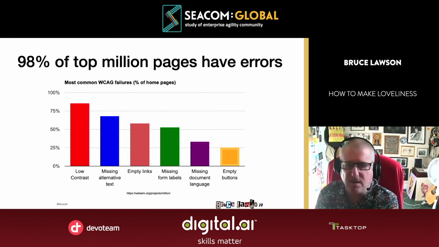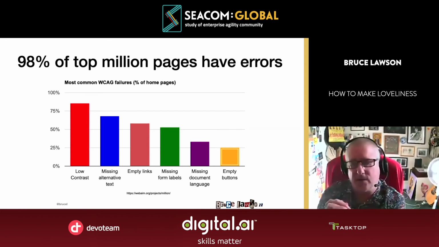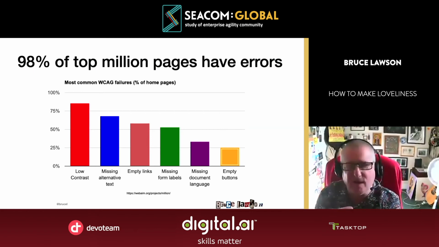We've seen how HTML forms make things better. Missing document language. This is as simple as saying HTML lang equals EN for English at the top of your website and telling an assistive technology to read it out in English, because the string SIX is pronounced 6 in English and 6 in French, for example. It makes a difference. And missing buttons were present on 250,000 of the top 1 million home pages.